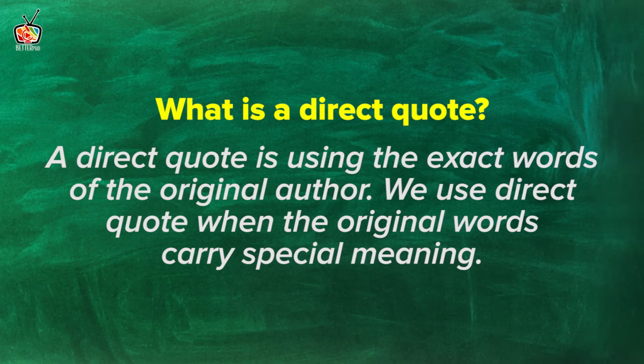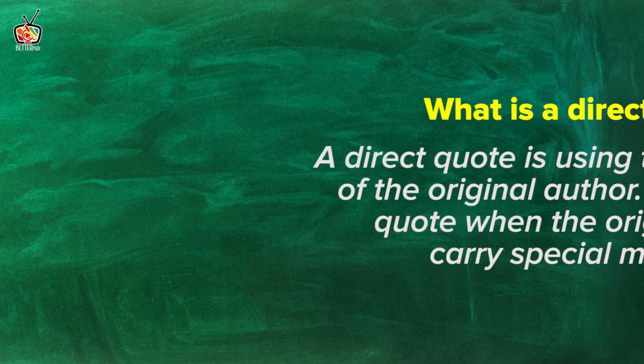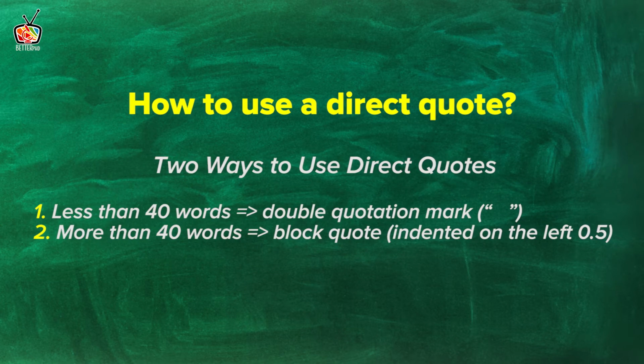What is a direct quote? A direct quote is using the exact words of the original author. We use direct quotes when the original words carry special meaning. How to use a direct quote? There are 2 ways to use a direct quote depending on the length. When the quote is less than 40 words, use double quotation marks. When the quote is more than 40 words, use a block quote in its own paragraph, which is usually indented on the left 0.5.